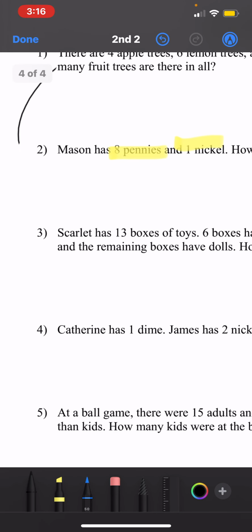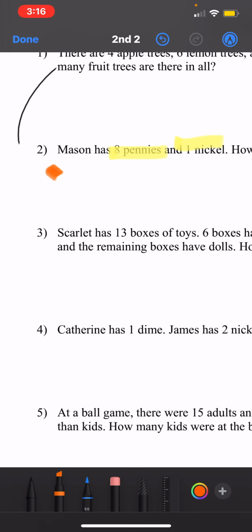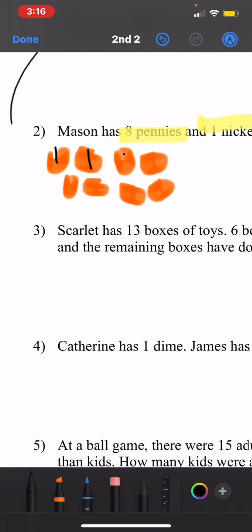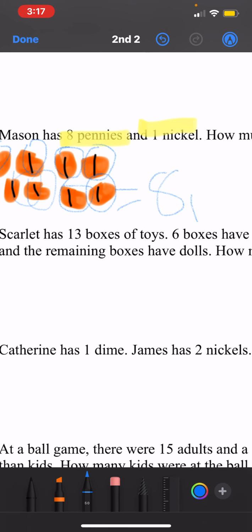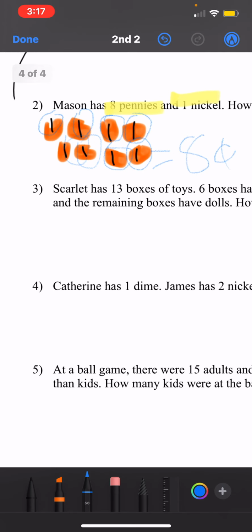So penny, the color of pennies is going to be orange. So they said that we have 8. There's 1, 2, 3, 4, 5, 6, 7, 8. And how much did 1 penny equal? It equals 1 cent. So 1 for all of them. And now we're going to add all of them. So 1 plus 1 plus 1 plus 1 plus 1 plus 1 plus 1 plus 1 equals 8 cents. And now we have 1 nickel.